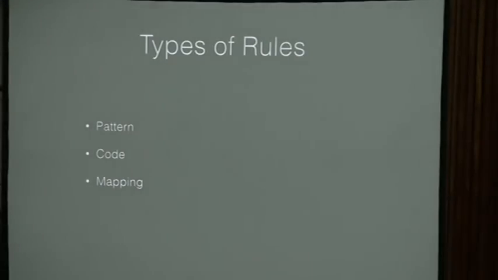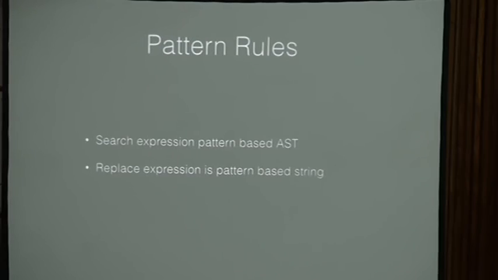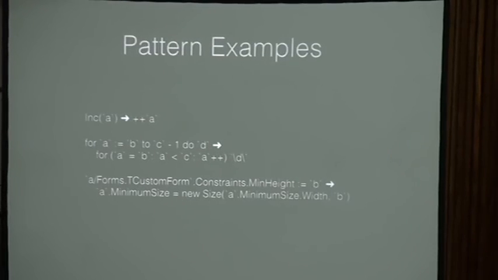Now, essentially, there's three types of rules. I kind of went over this yesterday with some of the refactoring stuff, but there's pattern rules, code rules, and for this project, we also added mapping rules. So the pattern rules are the essential search and replace, search for a parse tree, replace with a string. And here's a few examples for the Delphi code. The first two are standard SMAC. The third one is an extension where we added type support. So you could say that a variable of that type matches, not just any type matches.